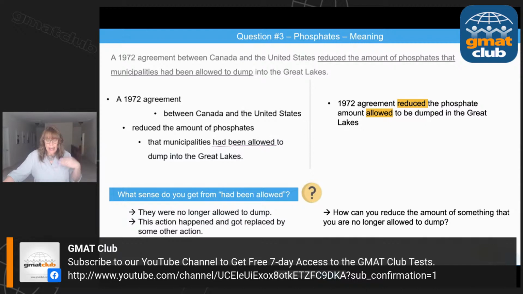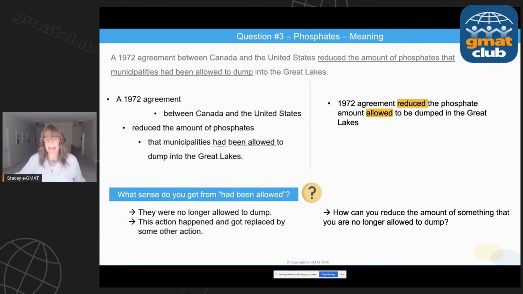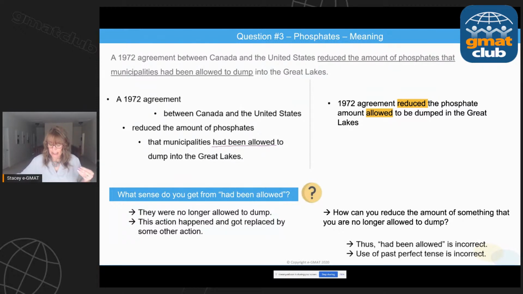Okay, so now my verbs are illogical and my story's not making sense. When I get sentences like this, I think of my confused grandfather telling me stories where his events get all messed up and start to be illogical, and I have to start sorting them out myself. Okay, and then we have errors. The use here of the past perfect is incorrect because we can't reduce something that has already stopped being done.